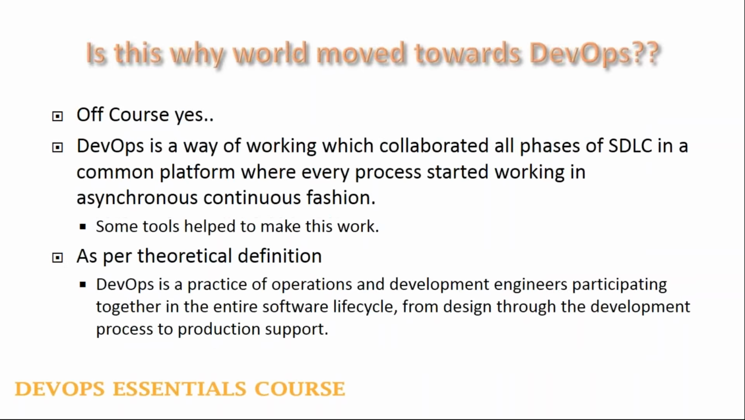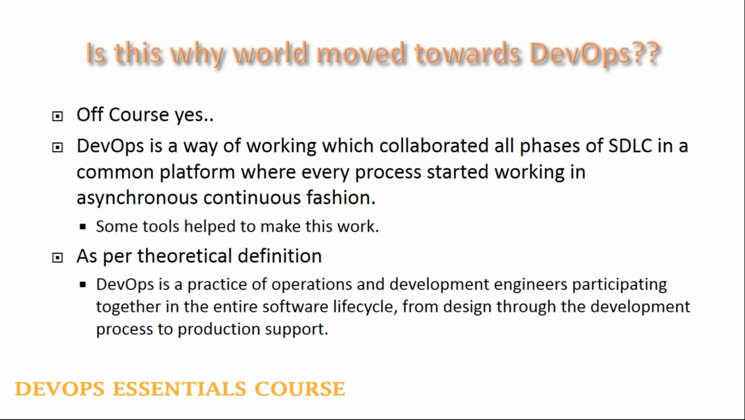So anyway, in this way the world moved towards DevOps. All those issues and limitations we faced from Agile, we moved towards DevOps. Of course, yes. This is why we moved towards DevOps. DevOps is a way of working which collaborates all phases of SDLC in a common platform where every process works in an asynchronous, continuous fashion. As I said, SDLC. Why? DevOps is a way of working which collaborates all phases of SDLC in a common platform.